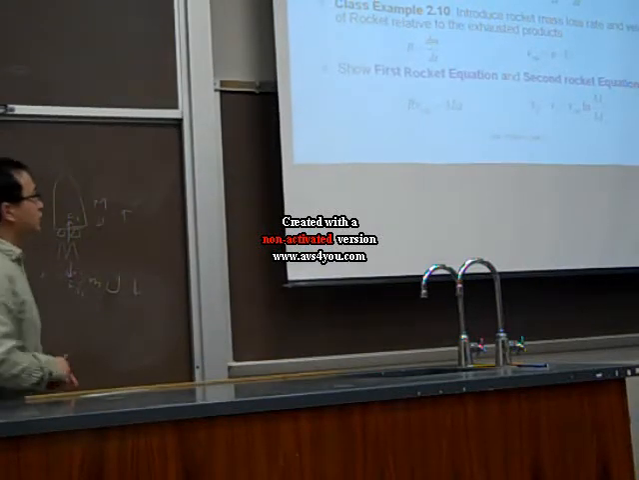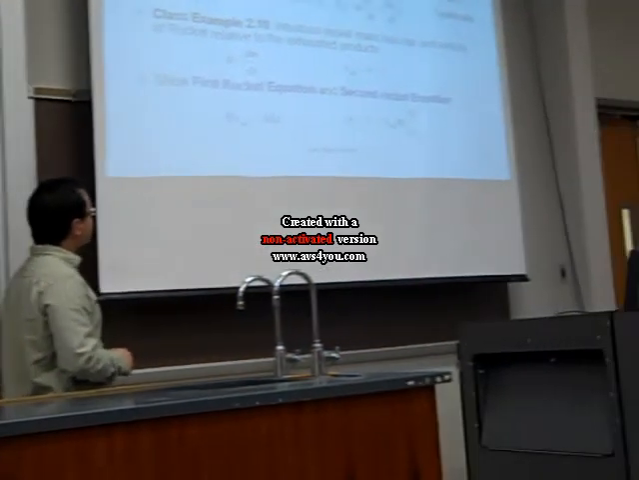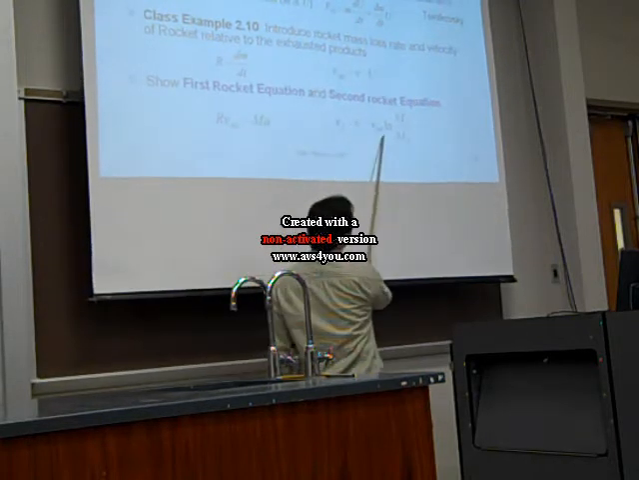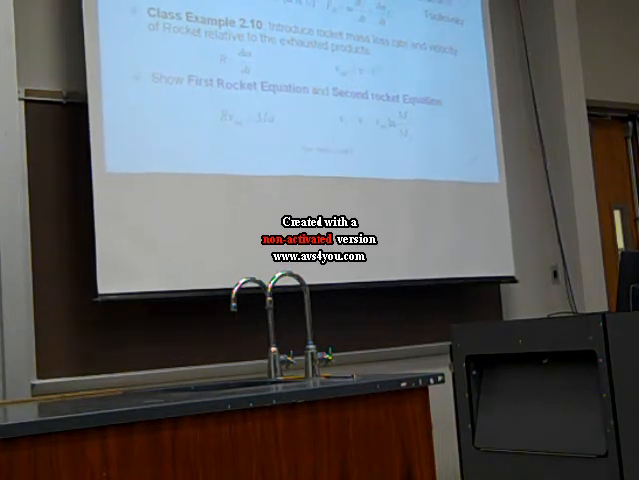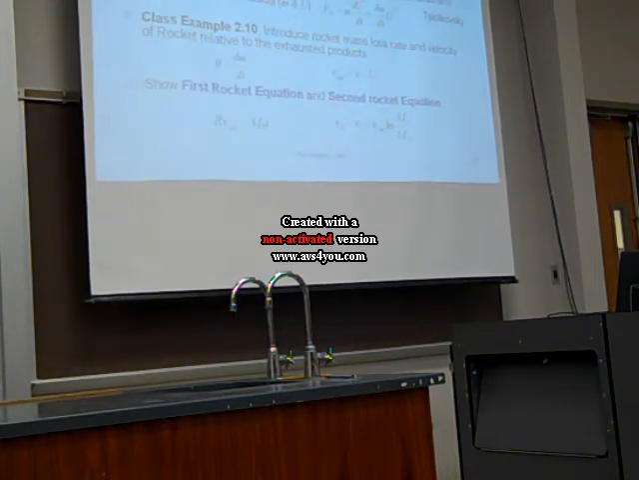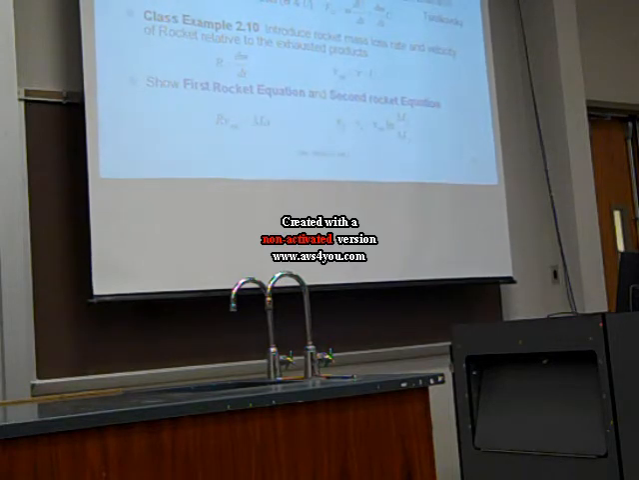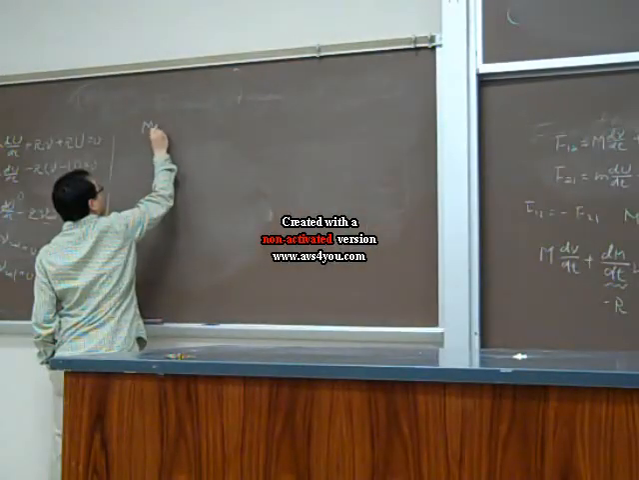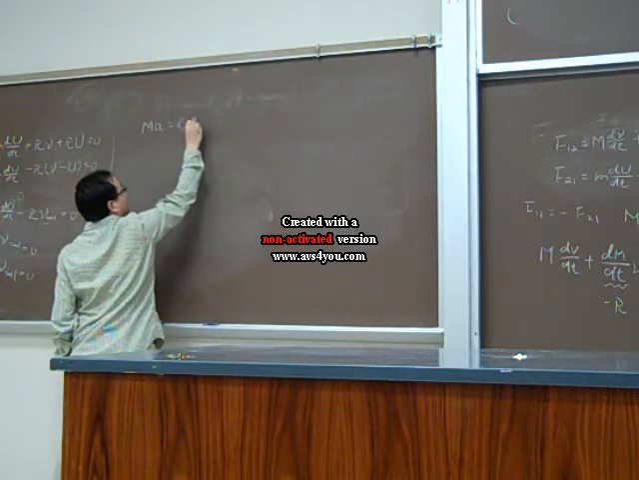Now, let's look at the second rocket equation. We want to get the velocity change. How can we get it in terms of the relative velocity? Okay, and this one is actually straightforward. We already have the first rocket equation, ma equals r times v relative.